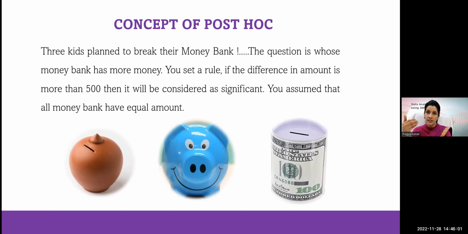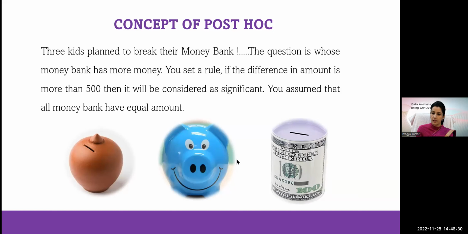So 3 kids have planned to break their money bank. You can see there are 3 money banks, and the question is whose money bank has got more money. You have set a rule that if the difference in amount is more than 500, then it will be considered as a significant difference. And you assume that all money banks have got equal amount. So that is your null hypothesis.